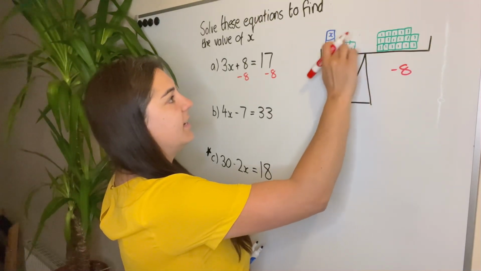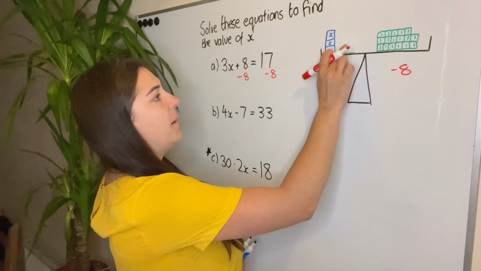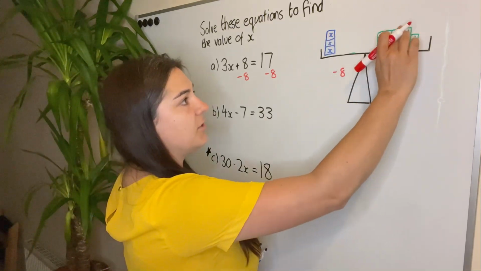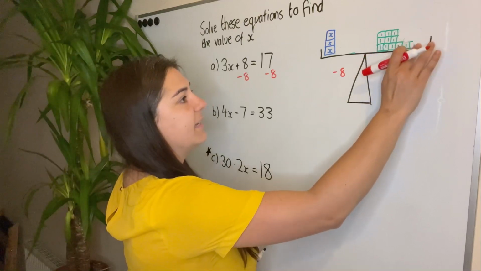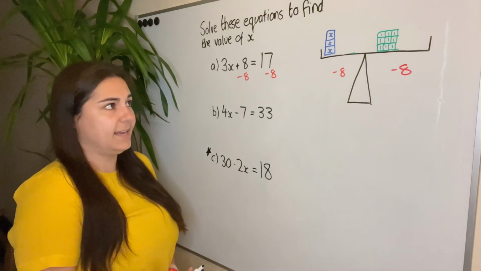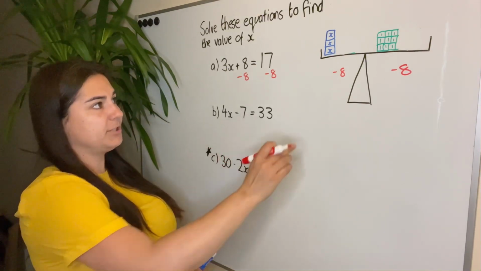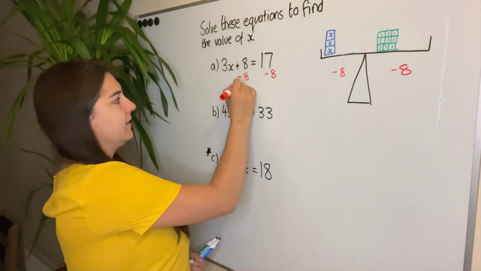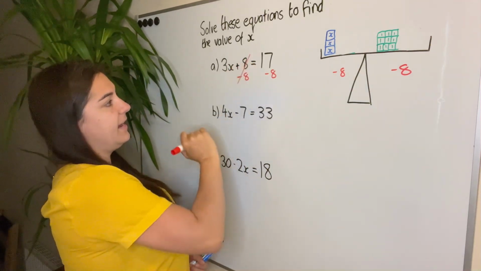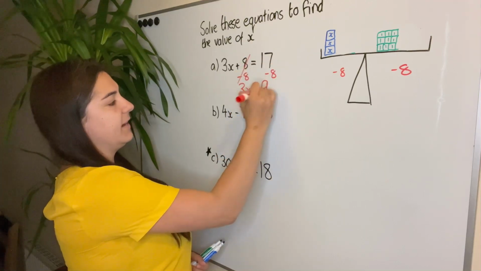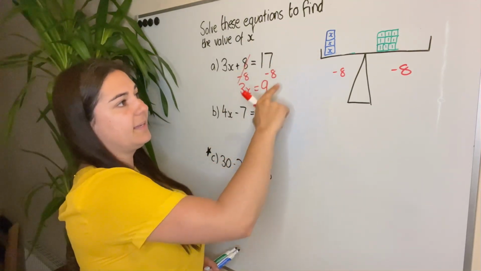I just literally get rid of them, but because I've got rid of 8 on this side of the equation, I need to do the same to the other side, otherwise the scales will tip. So I've got rid of 8 here and I've got rid of 8 on there. And now I'm just left with 3x equals 9. So what have I done? 8 take 8 cancels, and you're left with 17 take 8 is 9. So you know that 3x equals 9.